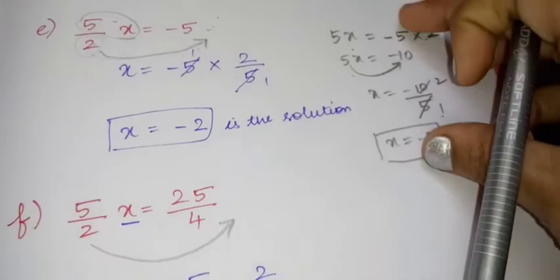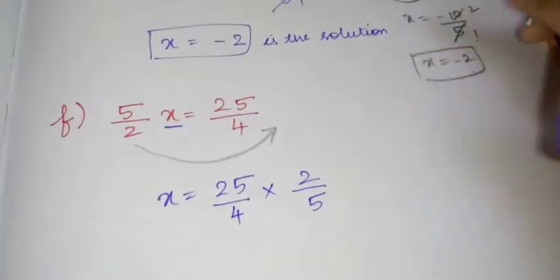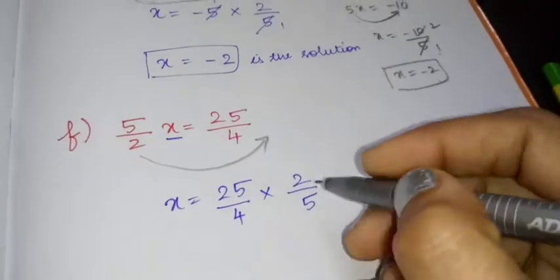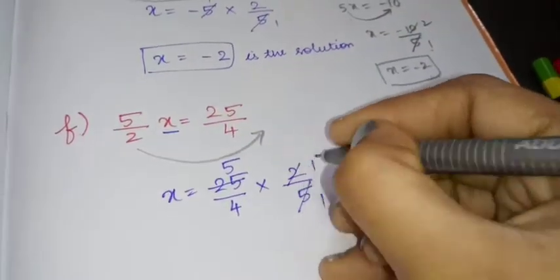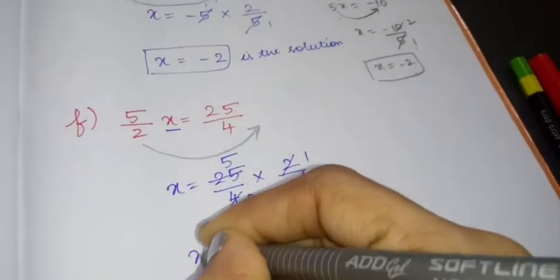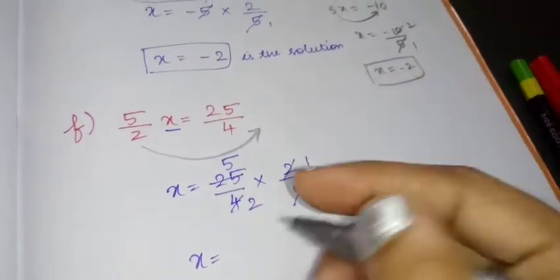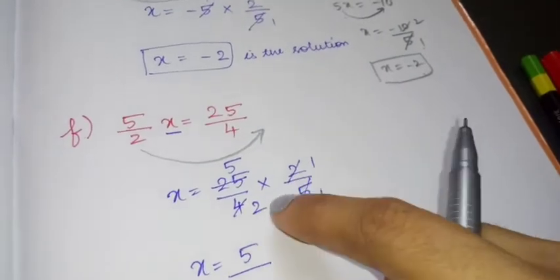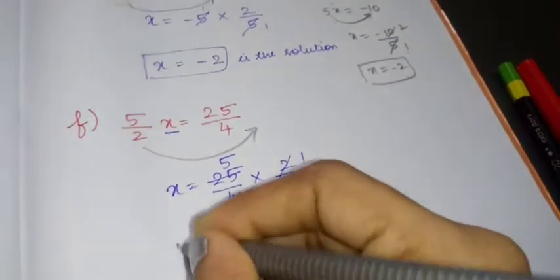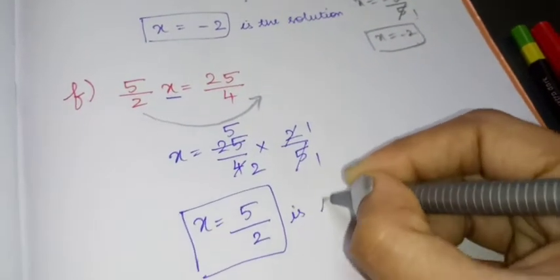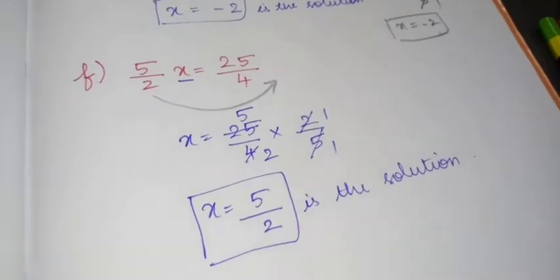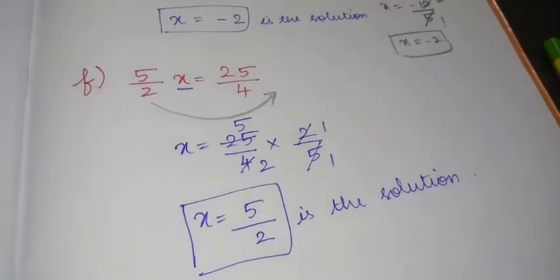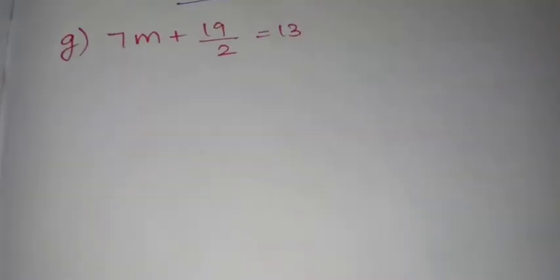You can do like this also, children, both are correct. 25 into 5 by 2 will become 2 by 5. Now can we cancel? 5 ones are 5, 5 fives are 25, 2 ones are 2, 2 twos are 4. So x is equal to 5 into 1, 5, divided by 2 into 1, 2. So x is equal to 5 by 2 is the solution of the given equation. Understood? Next is your G problem.